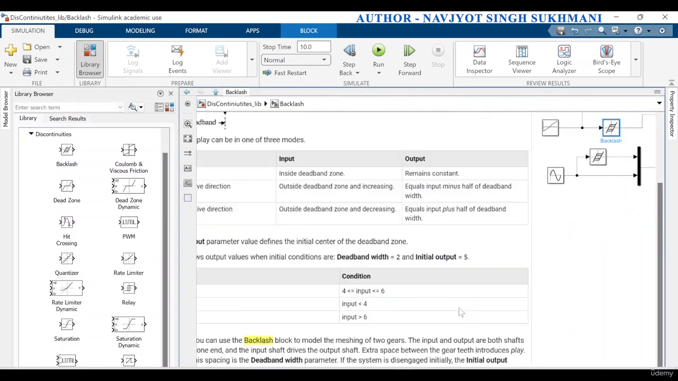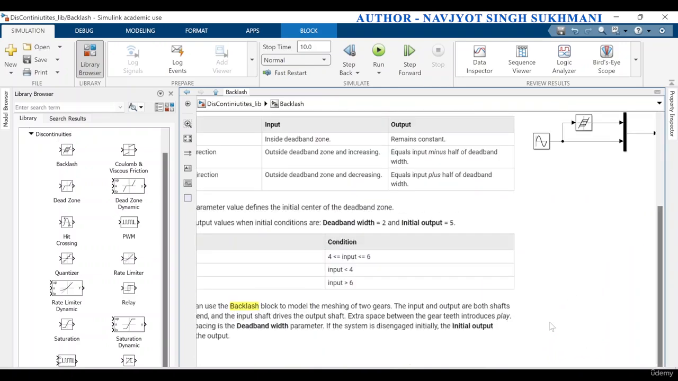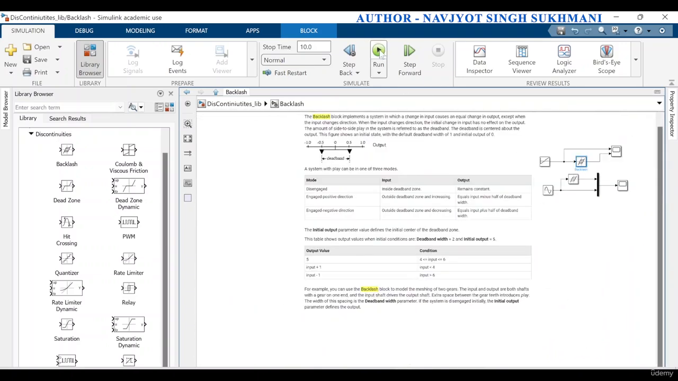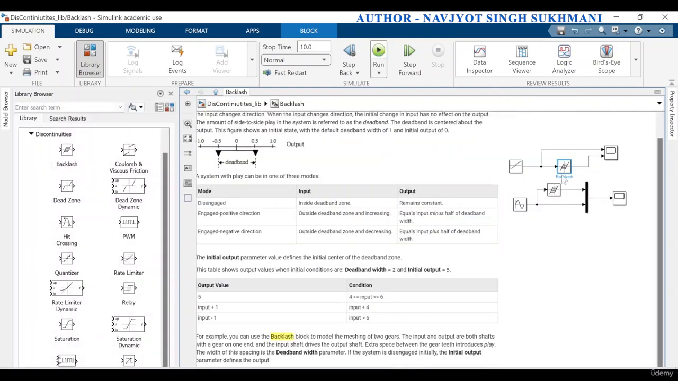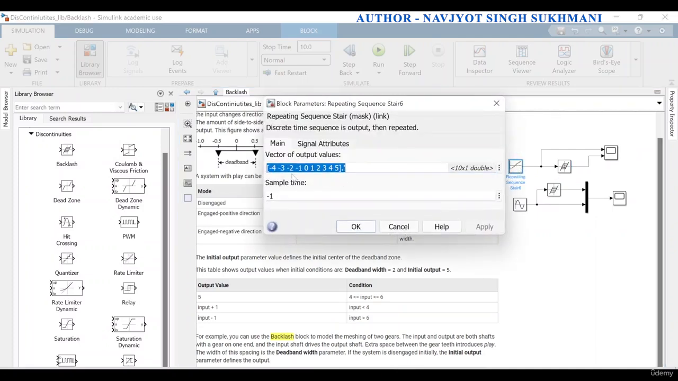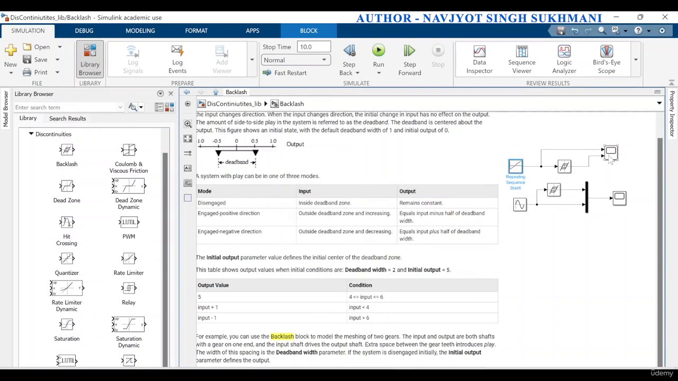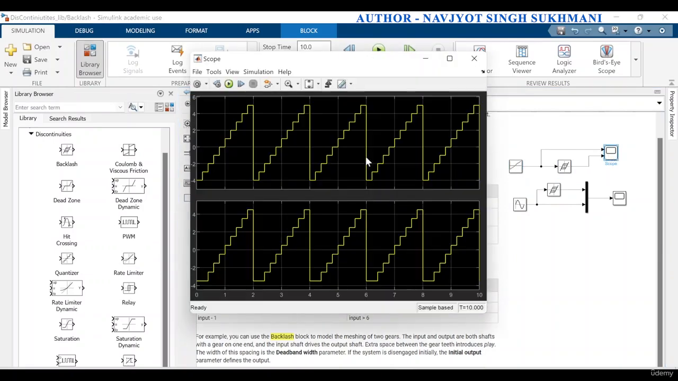I have created some logic here. Now we can see it once I have simulated this model. First, I have connected one repeating sequence from minus 4 to 5. What is going to happen with this, you can see in this video. The backlash on this repeating sequence started after the first input, and the values in between are going to be deleted.